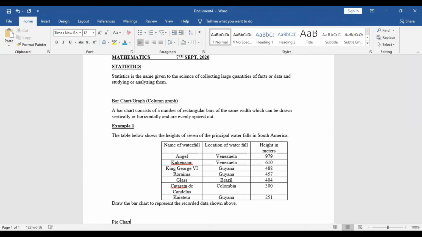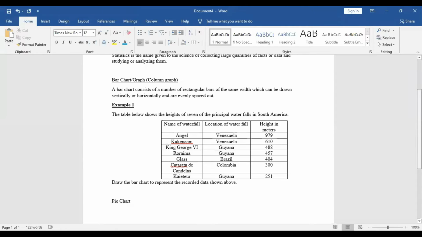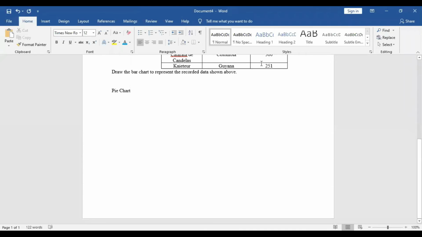And what can you tell me about the pie chart? Anybody? What do you know about the pie chart? It is one whole, Miss. Yes, it's round, separated into parts to represent data.